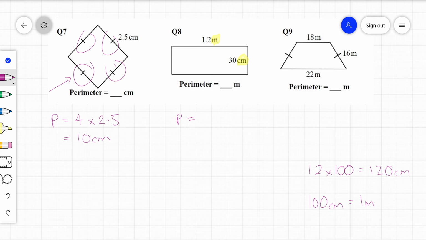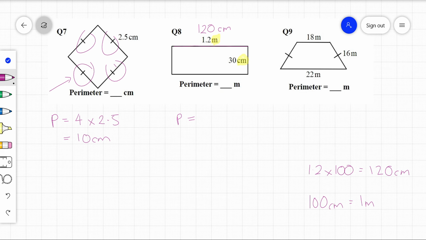We can do it in meters or centimeters, as long as we change them so that they match. I could change them both to centimeters, or I could change them both to meters. It doesn't matter, so I might do it both ways. So this in centimeters is 120 centimeters.